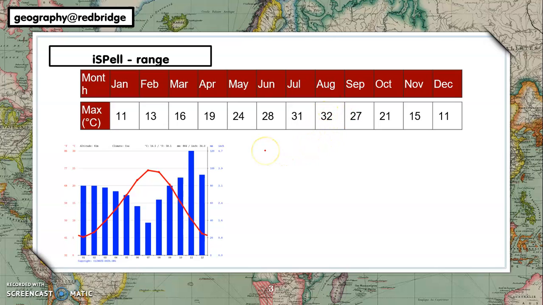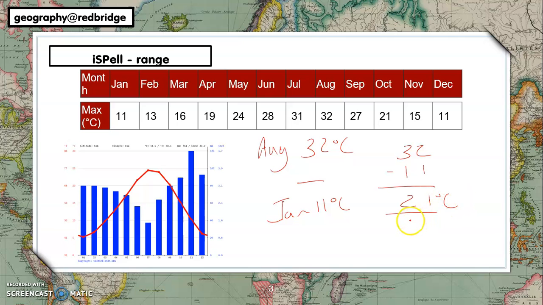And the range, very easy to work out, is we take August, which is 32 degrees C, and we subtract January, which is 11 degrees C. So you subtract that. So that is effectively 32 minus 11, and that equals 21 degrees C. And that gives us our range of data.